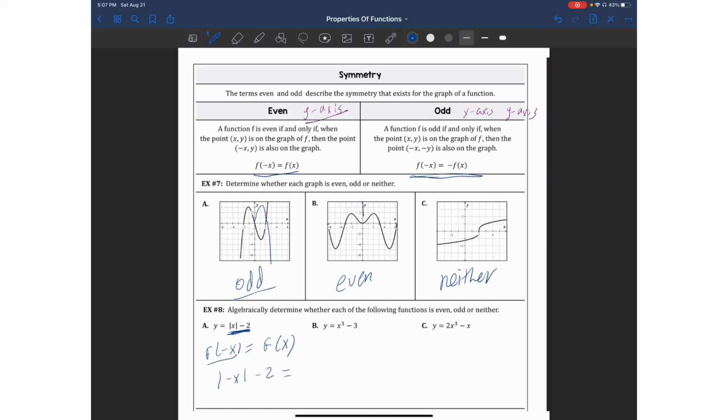And then I want to make sure that is equal to my original equation. In this case, it is, because once I drop that negative because of the absolute value, it will be equal to my original. So now I know that this equation is even. I don't have to check for odd, because if it's even, I know it cannot be odd. Looking at B, let's check if it's odd, even, or neither.